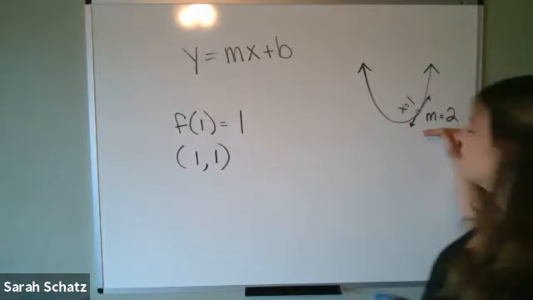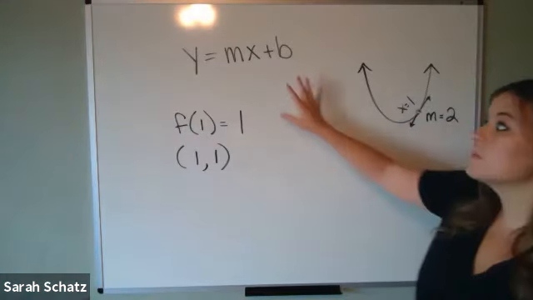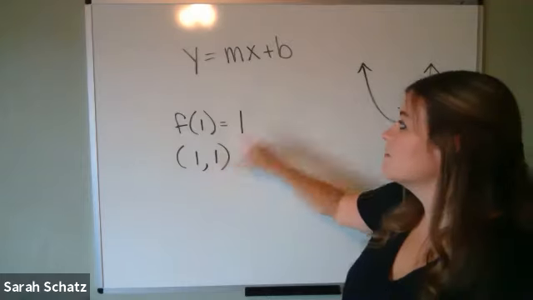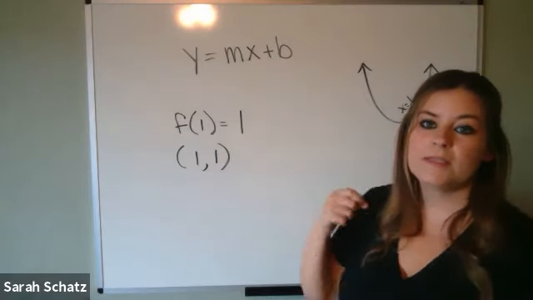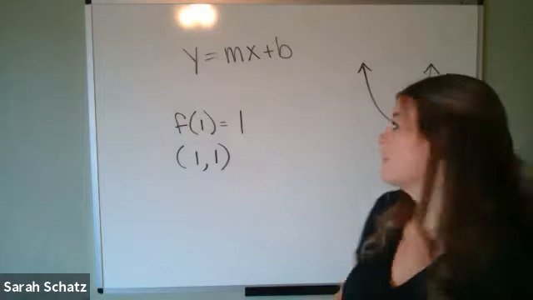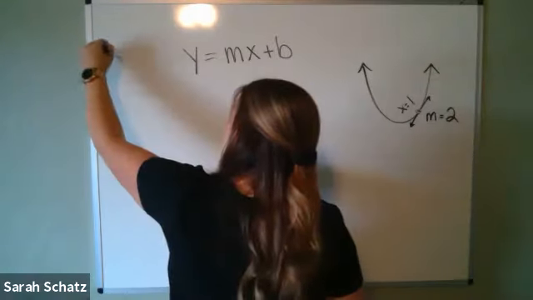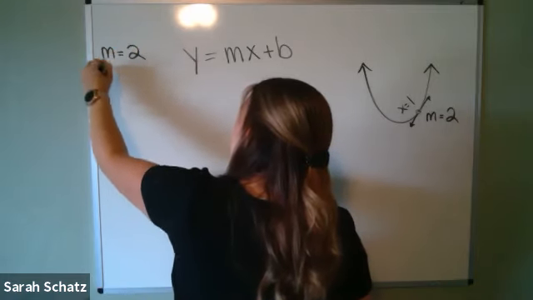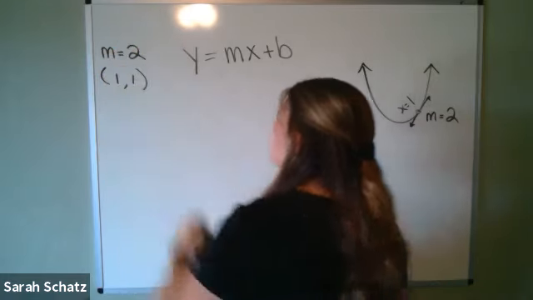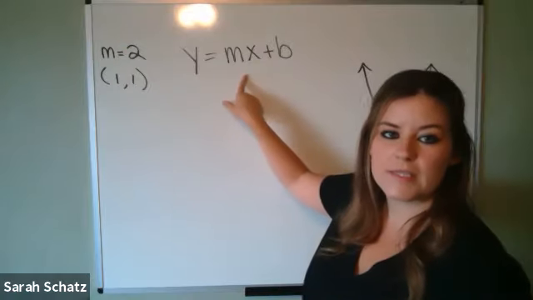I already have m, which is the slope. Remember, I still don't have b. This doesn't mean that b is 1. It means that I can solve for b. So I know m is 2, and I know a point on the line is (1, 1). So what am I going to do with this?